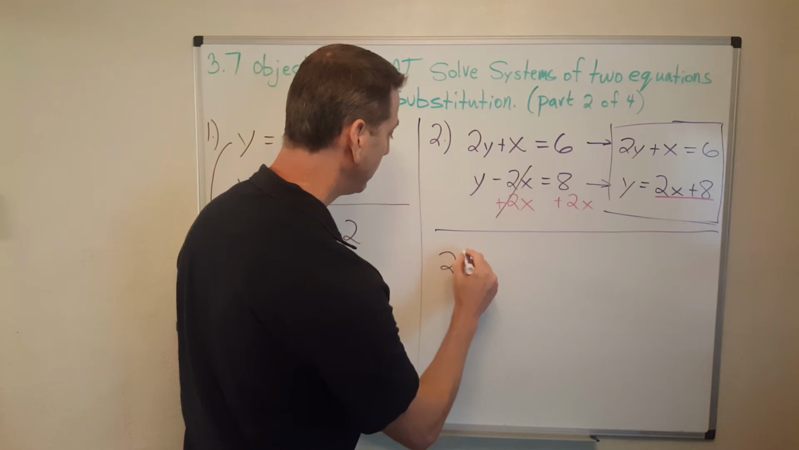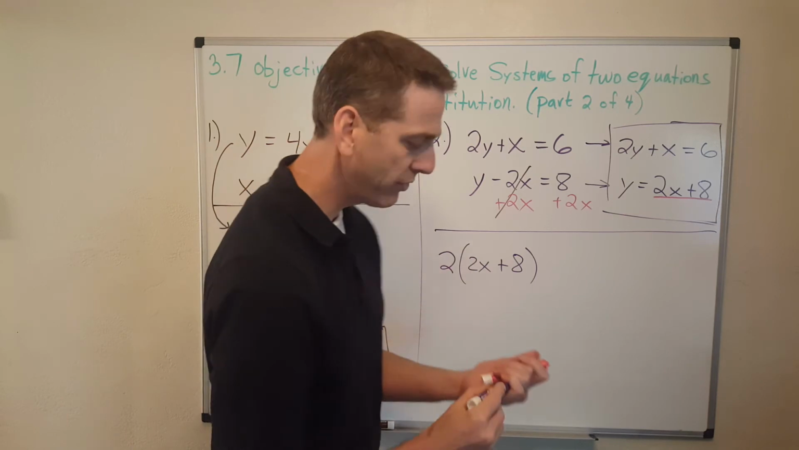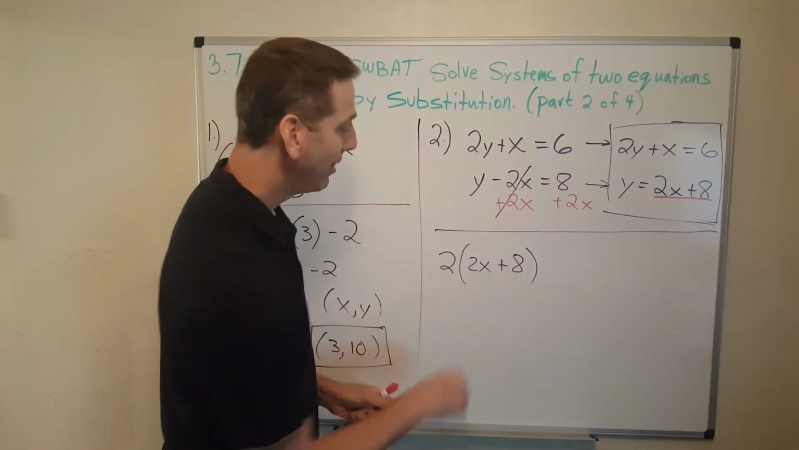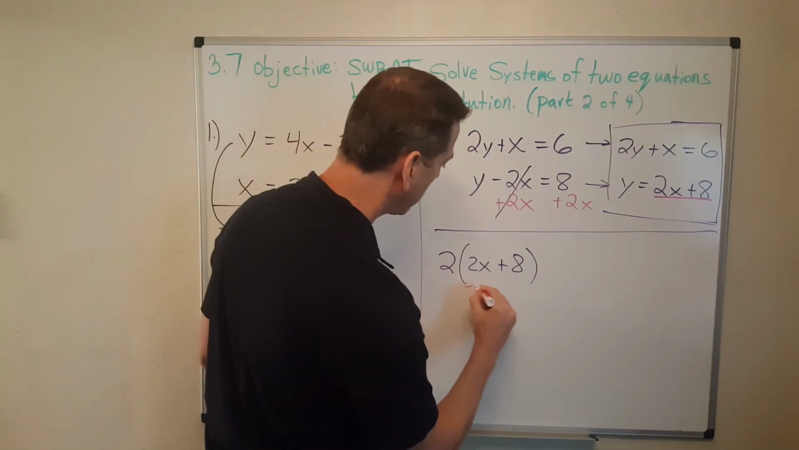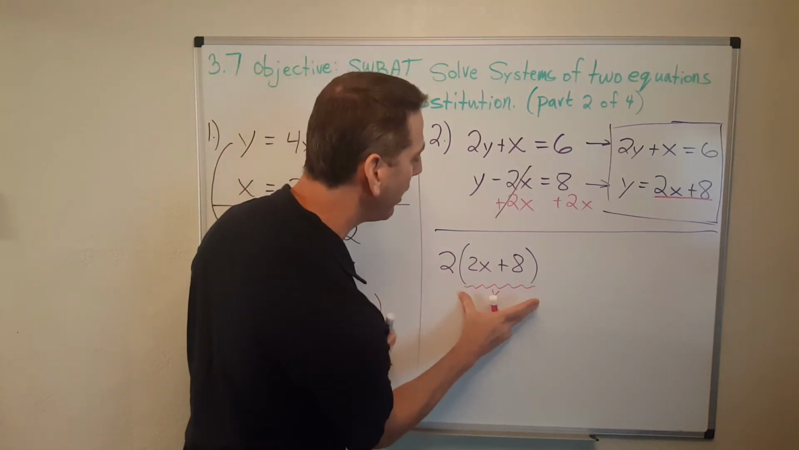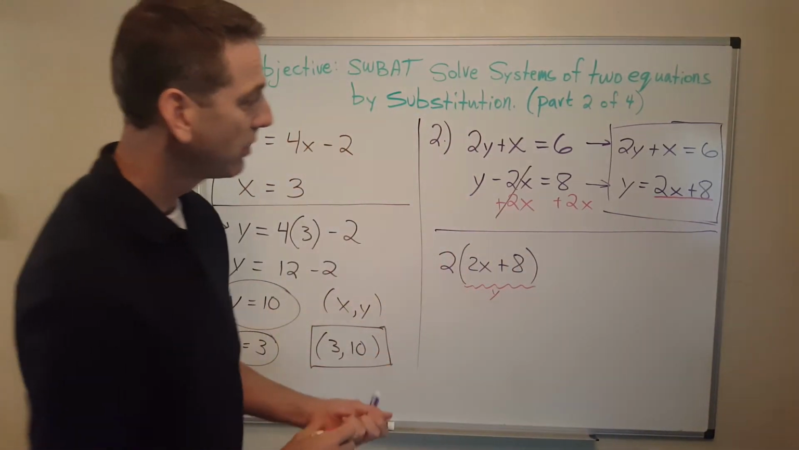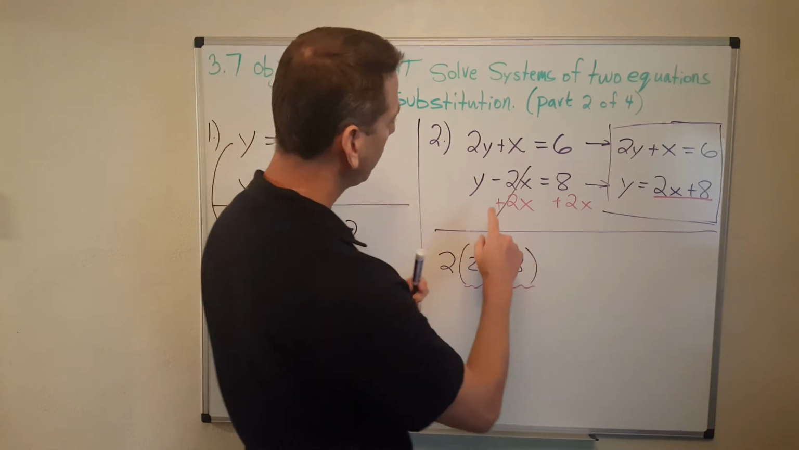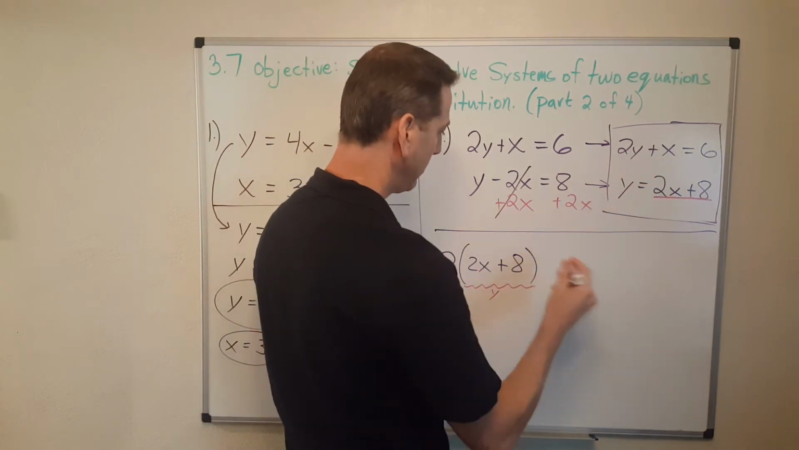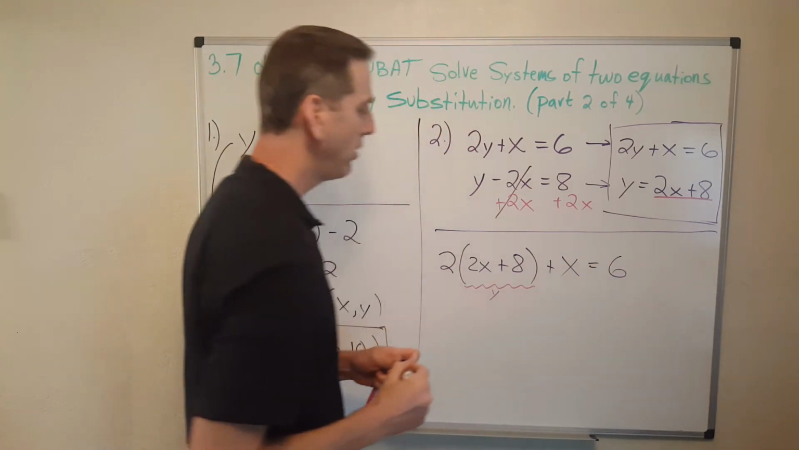So watch this. I have to use parentheses. Very important. Right? What do parentheses do? They group together the terms. Right? This whole thing right here is y. Okay? So 2 has to be multiplied by all of y. So you got to use your grouping symbols in this case. Okay, now, so 2 times y, right, plus x equals 6.